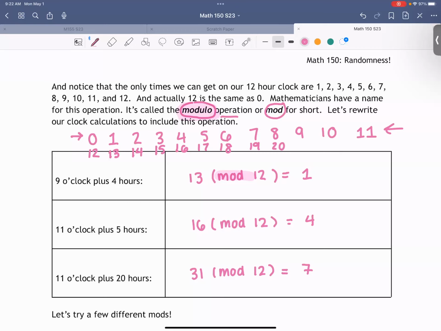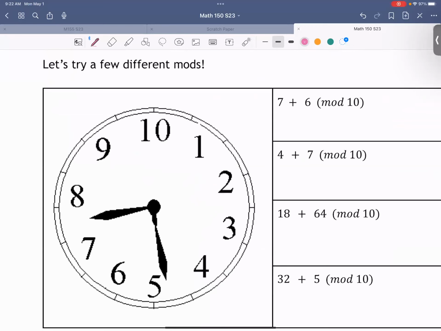Okay, now I'm going to make it a little bit more complicated. Let's pretend in military time, we don't have a clock that goes from 1 to 12. Let's say we have a clock that goes from 1 to 10. So maybe we have a clock that looks like this. Why don't we do some mods with this clock instead of a 12 clock?